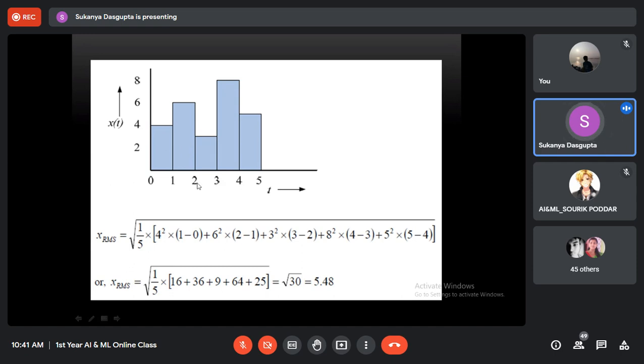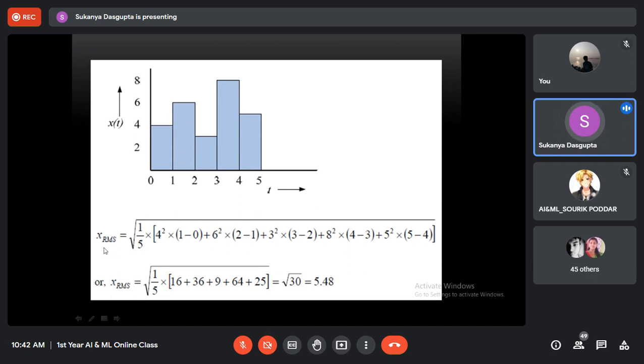That is 4 minus 3, 3 minus 2, 2 minus 1 respectively. And lastly, it is 5 square. Magnitude is 5, so 5 square into 5 minus 4, that is 1. Divided by the total time period, that is 5. And the whole thing will be under root.